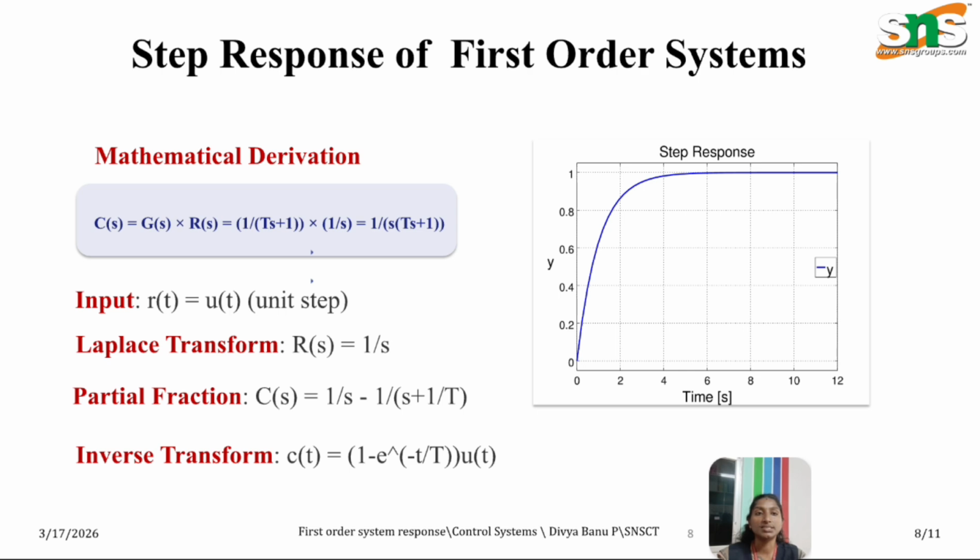Here we have the step response of first order system. Here r(t) is u(t), whereas there it is 1, and the Laplace transform R(s) is equal to 1/s. Take partial fraction and inverse Laplace transform, which gives C(t). In the picture we can see what happens to the output as time increases: it gets stable at 1, and even if we increase the time from 8 seconds to 12 seconds, the output still remains the same at 1.